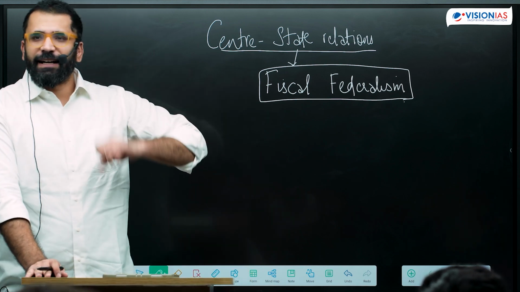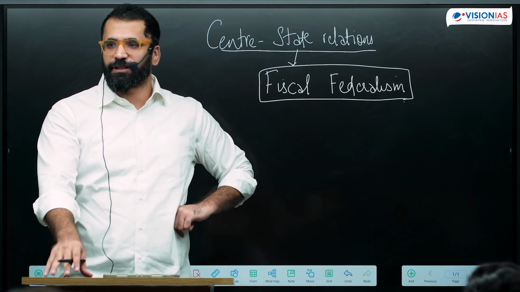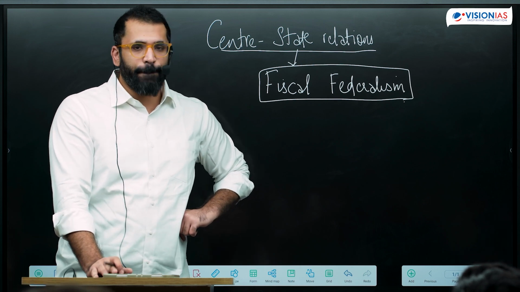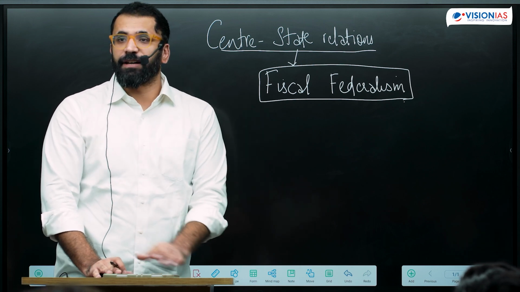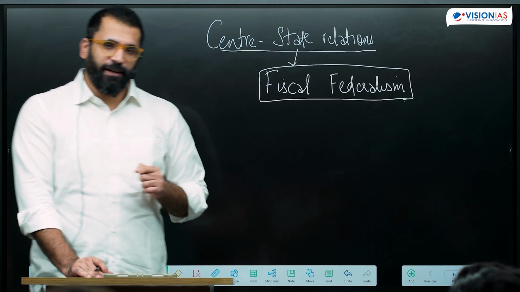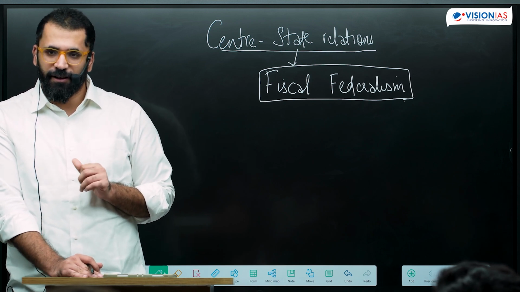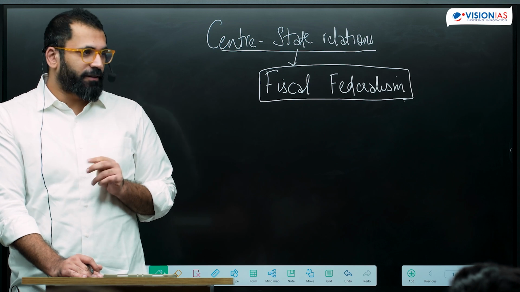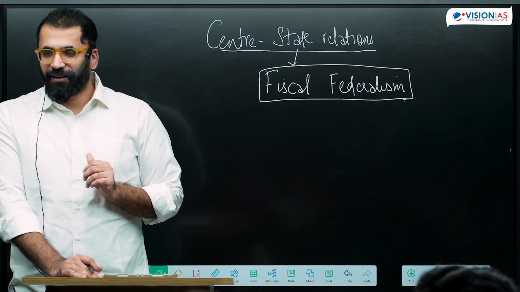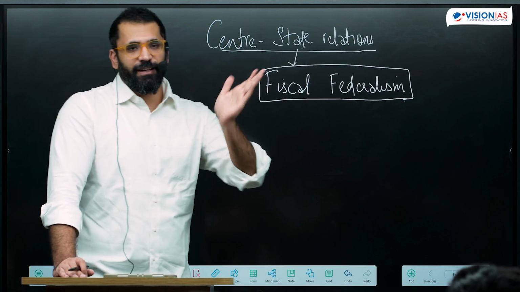Now you have a basic idea about center-state relations, that India has a federal structure with more emphasis or more powers given to the central government. Why has the central government been given more powers? And what do you understand by this federal structure? Division of powers, better decision making. Do you think center makes better decisions as opposed to state? Do you think center came first and states came after the formation of center?